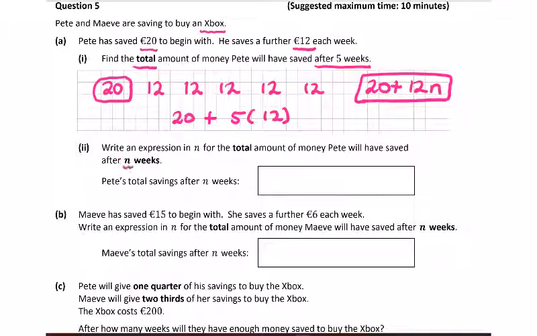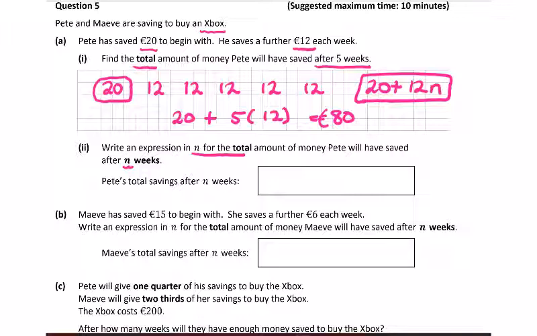And in part 2 you can see we may get that. 20 plus 5 times 12 is 20 plus 60. He's going to have 80 euros saved after 5 weeks. Write an expression in n for the total amount of money Pete will have saved after n weeks.